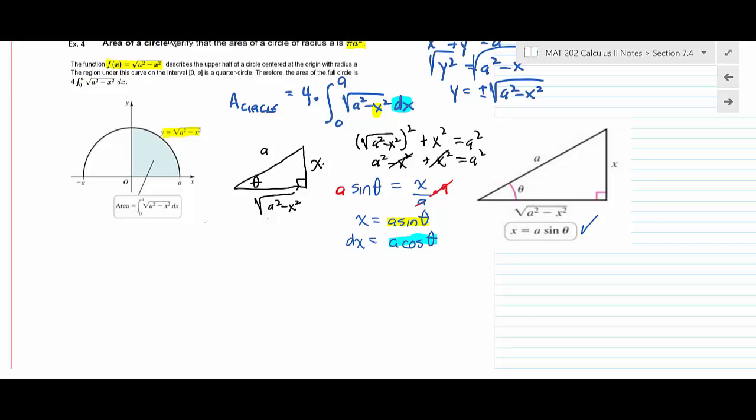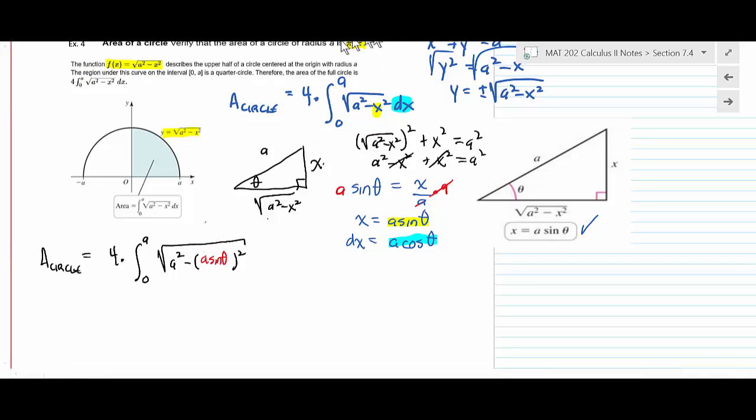Mostly in this section we're dealing with trig substitution integrals. This is just an application of finding an area of a circle. So let's do the area of the circle then. Remember, we're going to do 4 times this integral from 0 to a. Now we're going to replace the x with a sine theta. So a sine theta goes there, and I'm going to plug that in.